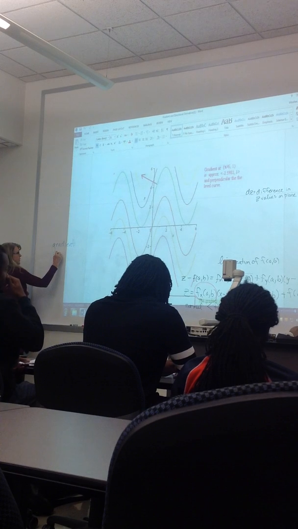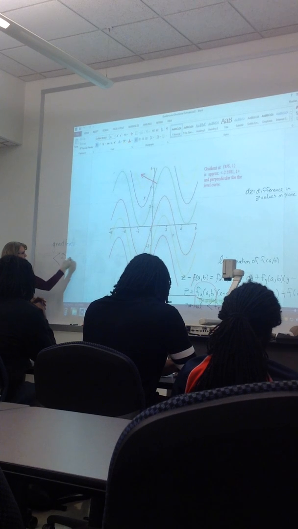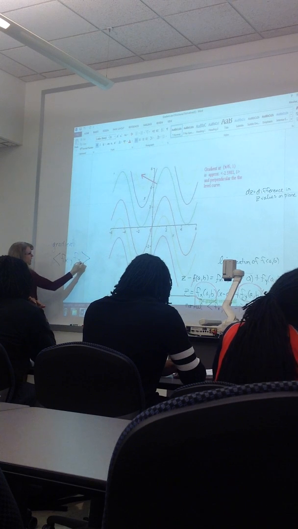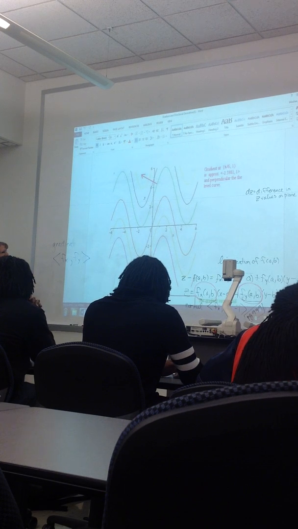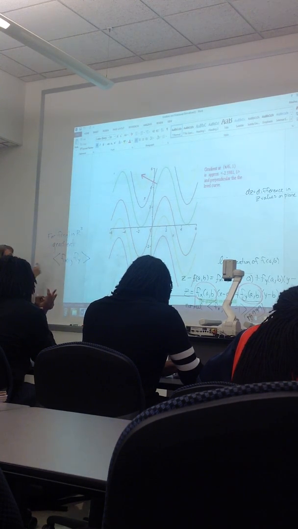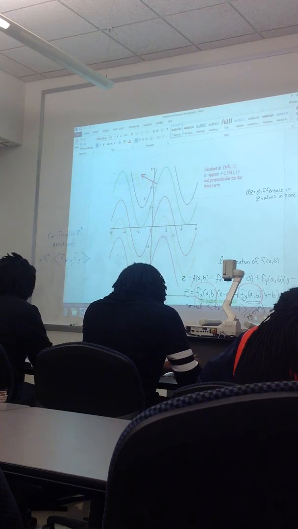So the gradient is a vector, so I'm going to put the little vector symbol, made up of the partial derivative of x for this component, the partial derivative of y for that component. Again, if you had a four-dimensional surface, you'd have more terms. So for a three-dimensional surface, okay, so a function that is a three-dimensional surface, the gradient is a two-dimensional vector. You have an x component and a y component.